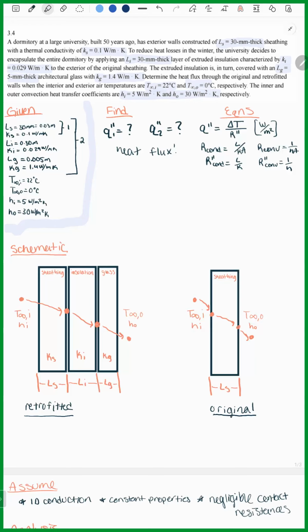Just to visualize the problem a little bit better, I have the schematic shown below. The schematic on the left is the retrofitted version, and the schematic on the right is the original. Now that we have this all fleshed out, we'll look at the assumptions and then actually get into the analysis of the problem.